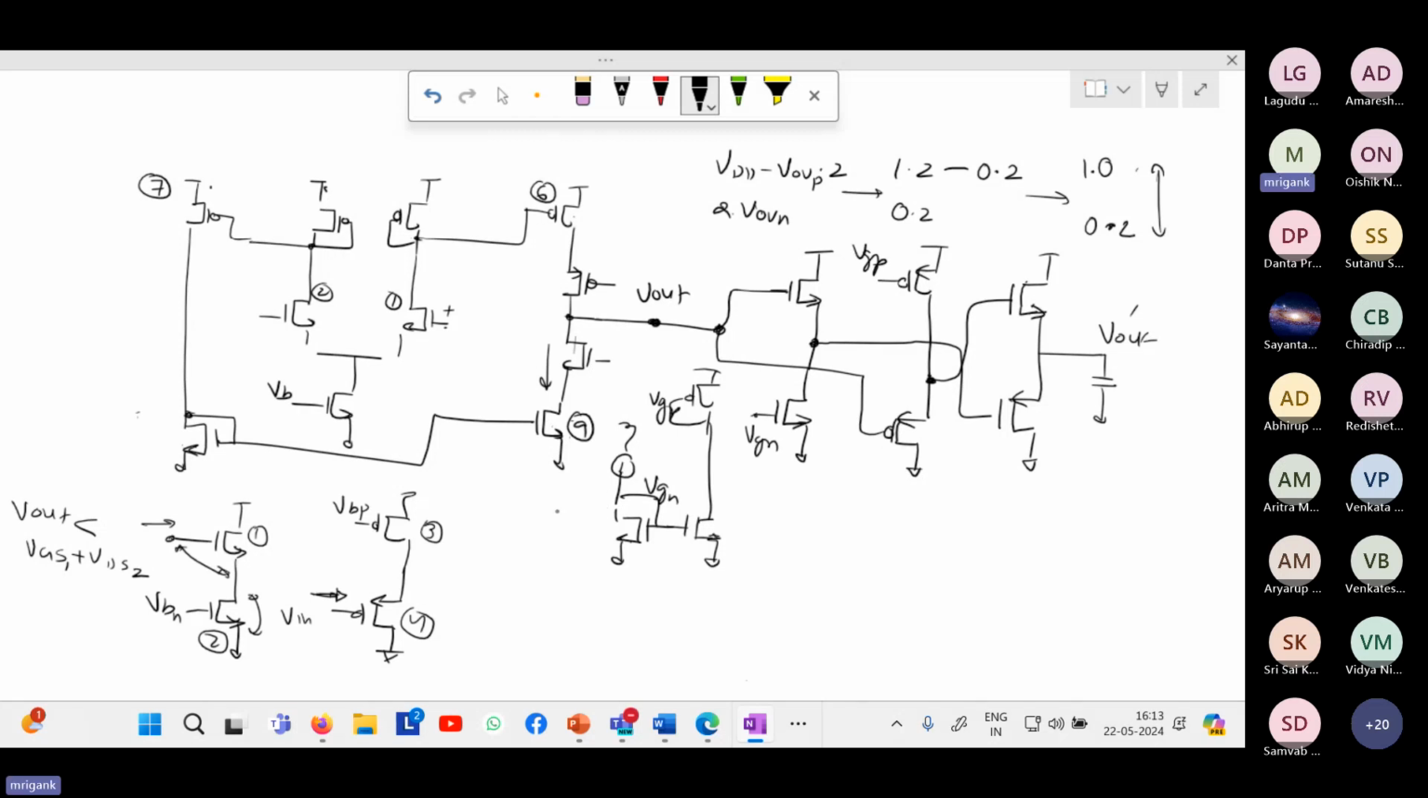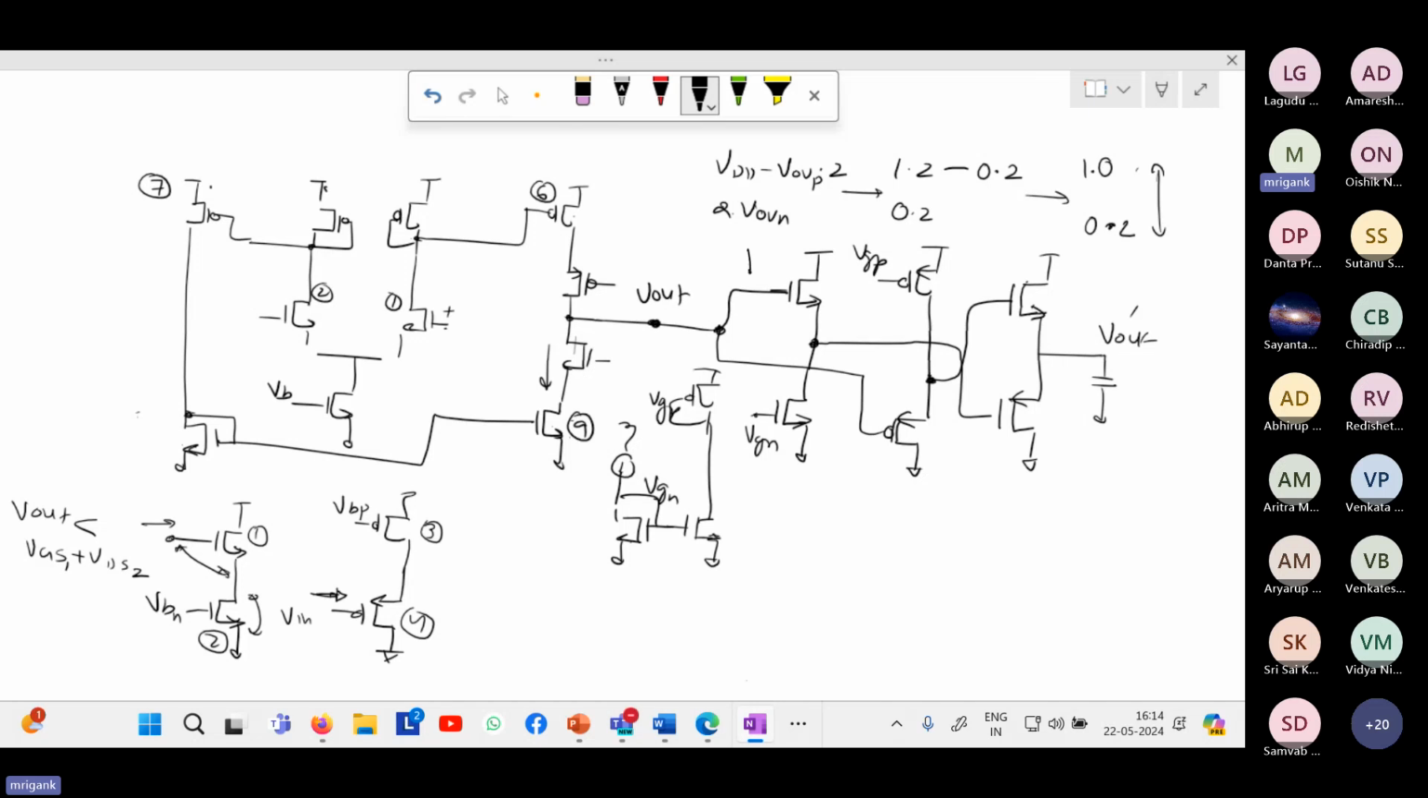You can decide how much bias current you want to put. The bias current to be put depends upon how much low impedance you want to have, because larger is the bias current, the smaller will be the impedance, and ultimately that will also decide the impedance of the output stage. So here, what is the role of the output stage in this scenario?